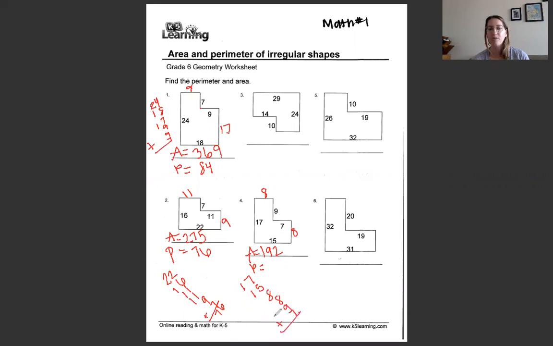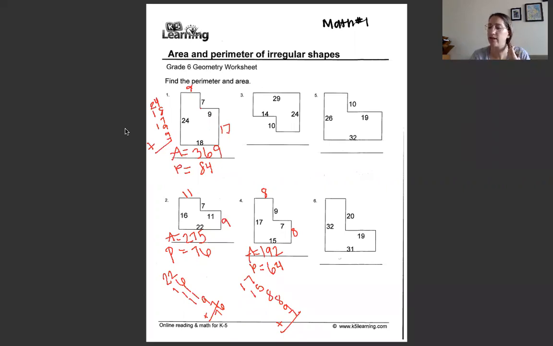I usually like to go in numerical order. I didn't see that 9 there. And our perimeter, we should get 64. All right, so that is how we find the area of those kind of wonky shapes there.